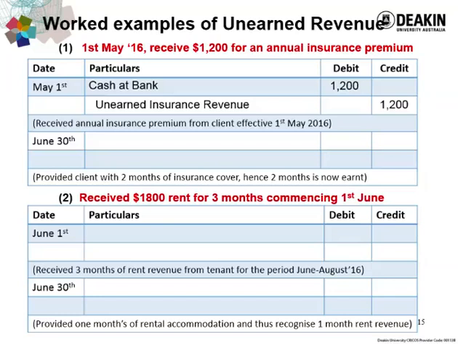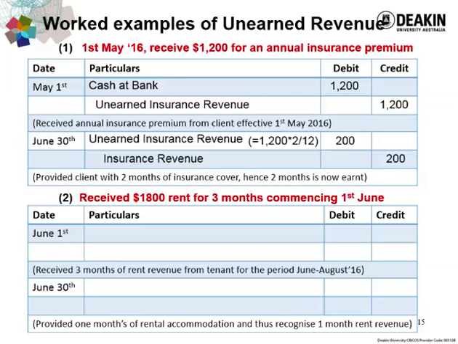Then by June 30, we will have to perform the adjusting entry. Because the insurance company has earned 2 months of premium, so it will reduce the liability with a debit entry for unearned insurance revenue, $200, and this is calculated as 1,200 multiplied by 2 months divided by 12 months because the client paid annual premium. Then the insurance company will credit insurance revenue of $200.